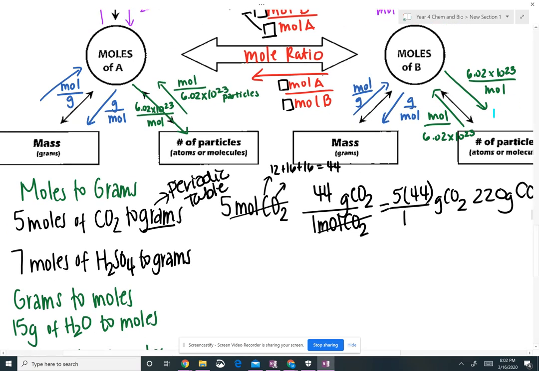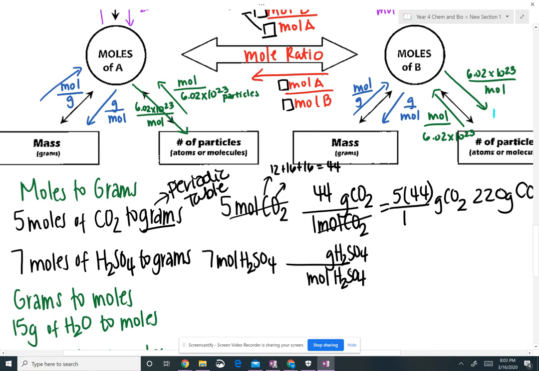So it's going to be the same thing with our moles of H2SO4. I started with 7 moles of H2SO4, right? And I'm going to take that into grams. So I'm going to have my mole at the bottom, and then I'm going to have my grams of H2SO4 at the top. And I know that the grams of H2SO4 go at the top, right, because that is what I'm looking for in my answer, right?